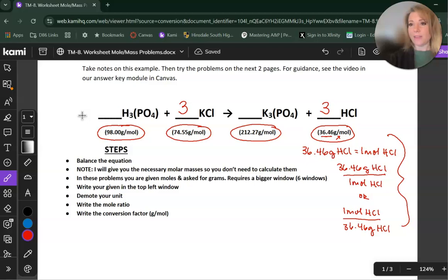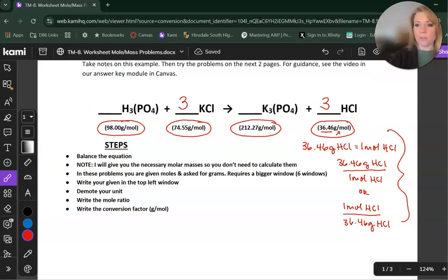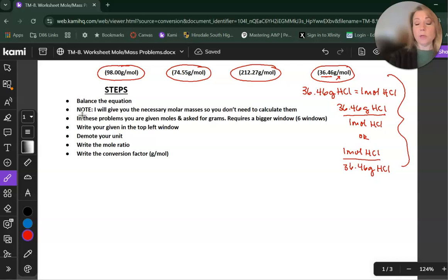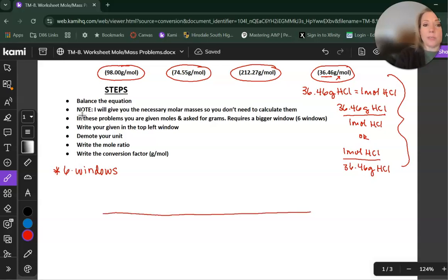All right, now that we've got these few introductory things going, if you are going to change from moles of compound A to grams of compound B, you can no longer do this with only 4 windows. You need to use a 6-window setup. So to do the 6-window setup, you draw a horizontal line and you draw 2 vertical lines like so.